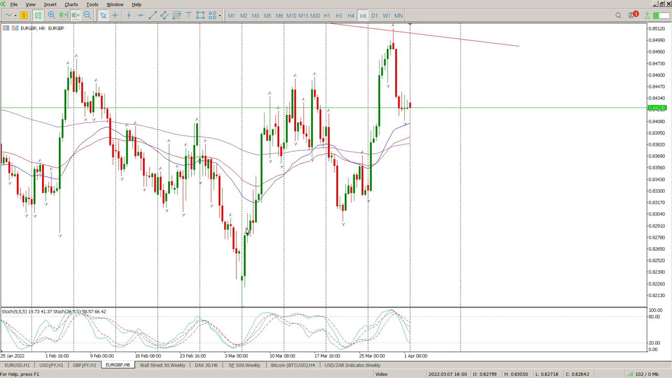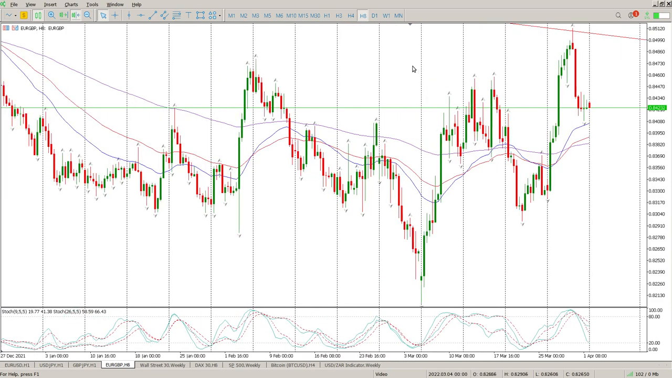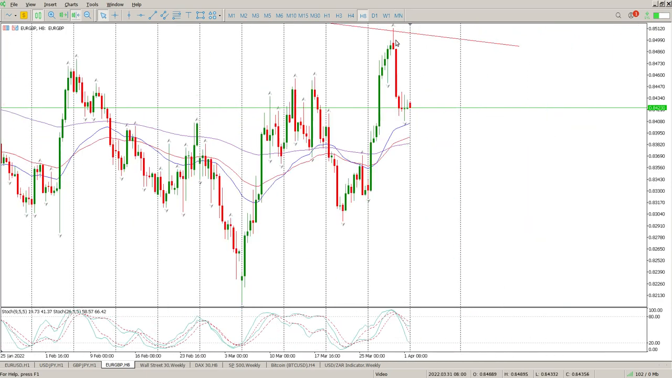Moving on to Euro British Pound. So we tagged the trend line, big weekly trend line to the upside. We tagged that and we've pulled back onto some form of structure. It's a bit messy. I think let's just go.